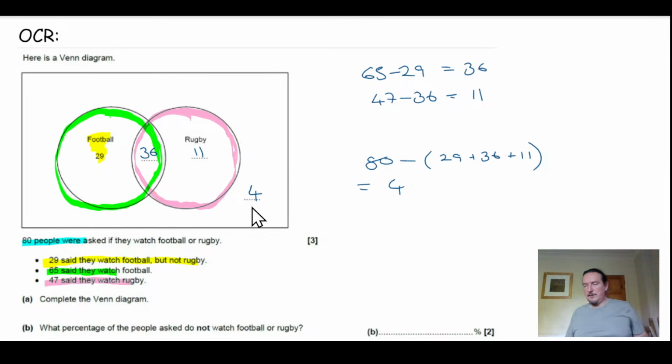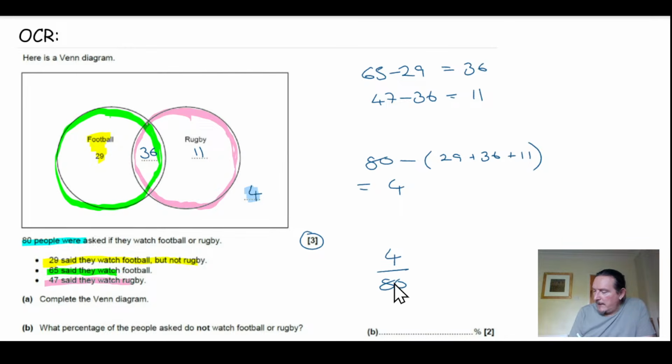So those 4 numbers now should add up to 80. Okay? So I've completed the Venn diagram, so I've got my 3 marks for that. What percentage of the people asked do not watch football or rugby? Well, what percentage is it? So as a fraction, it's going to be those 4 people who are sitting on the outside there over the 80 people that got asked.